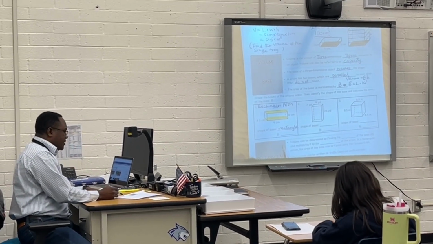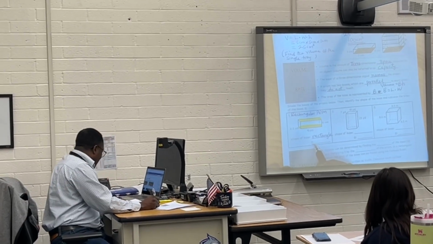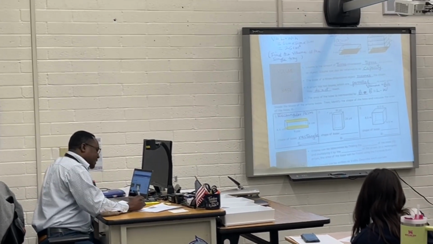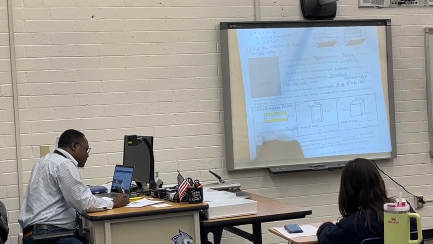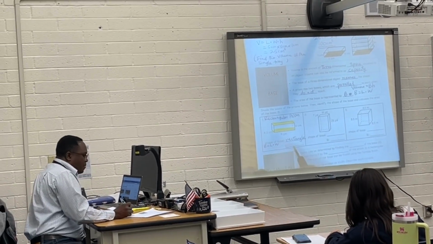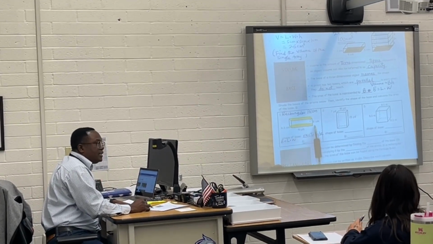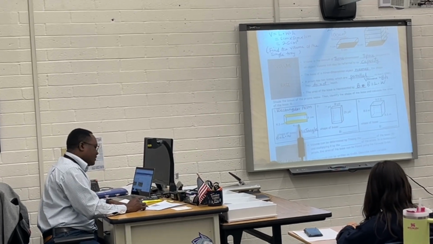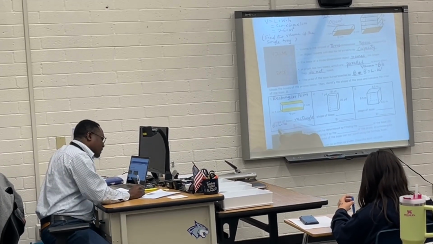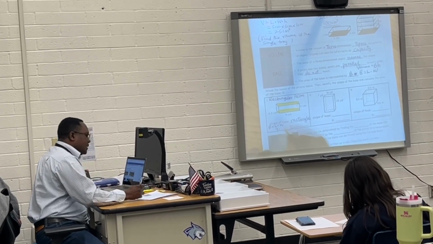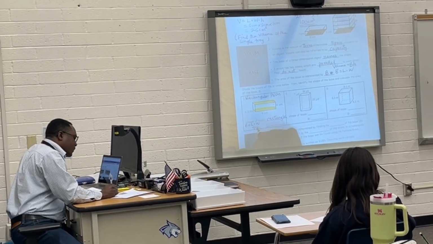And how do you find the base area? The base area is equal to the length times the width. Don't forget, the length is always the long distance of the side. So the length is 9 centimeters, times what is the width? This is the width. The width is 4.5.